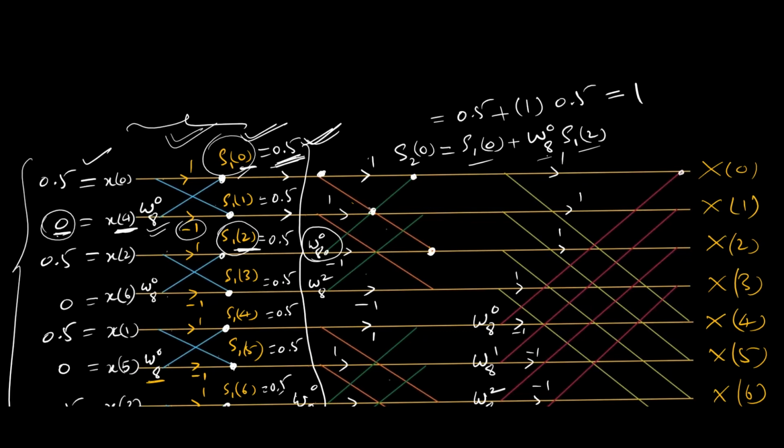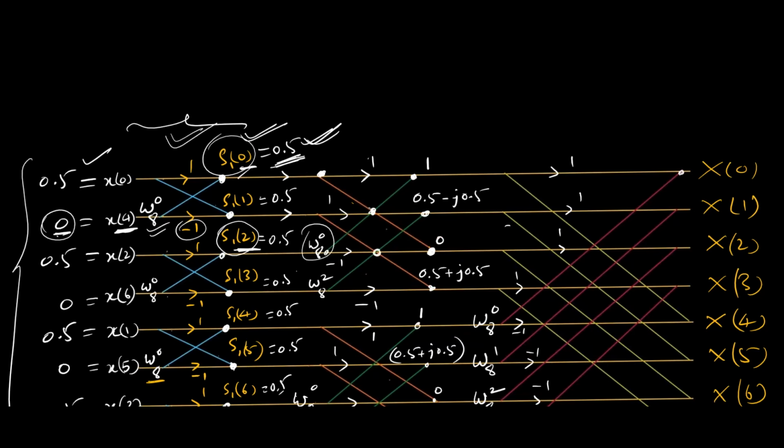Likewise, this sample will have the same values, just a change of sign in between. So this will become 0.5 minus 1 multiplied with 0.5. The 0.5 cancels out and you're left with 0 only. This way we can calculate all the butterfly values for stage 2.